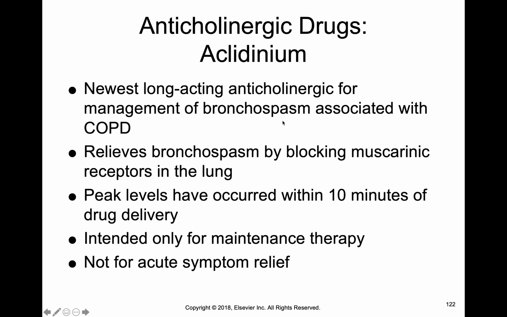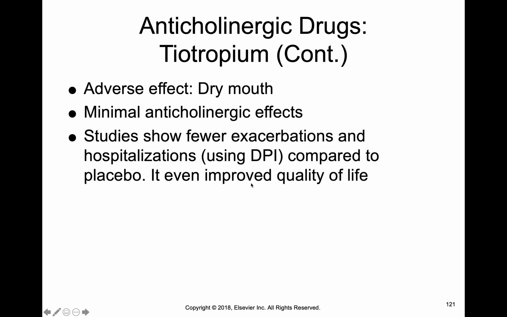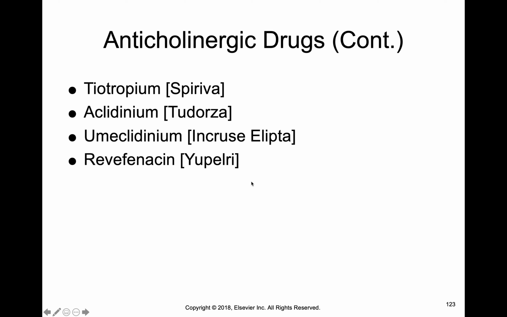Aclidinium is one of the newer anti-muscarinic, anticholinergic agents. So similar to tiotropium, aclidinium. And here's kind of a list. So tiotropium was kind of the first long-acting one, Spiriva. Aclidinium goes by Tudorza. Umeclidinium is called Incruse Ellipta. And then this newest one is revefenacin or Yupelri.